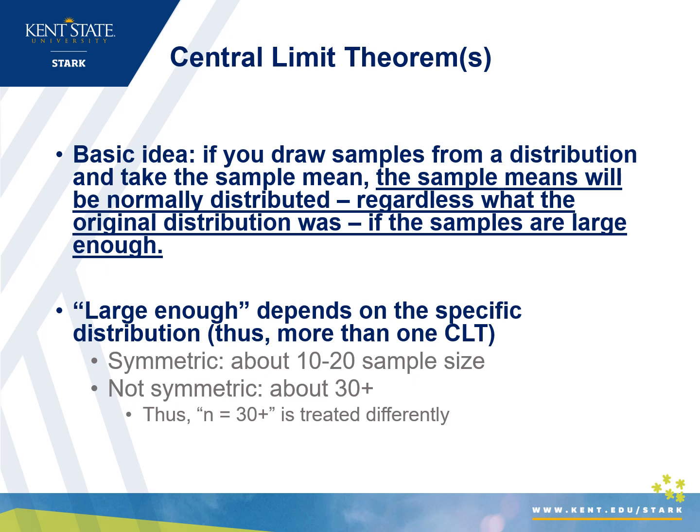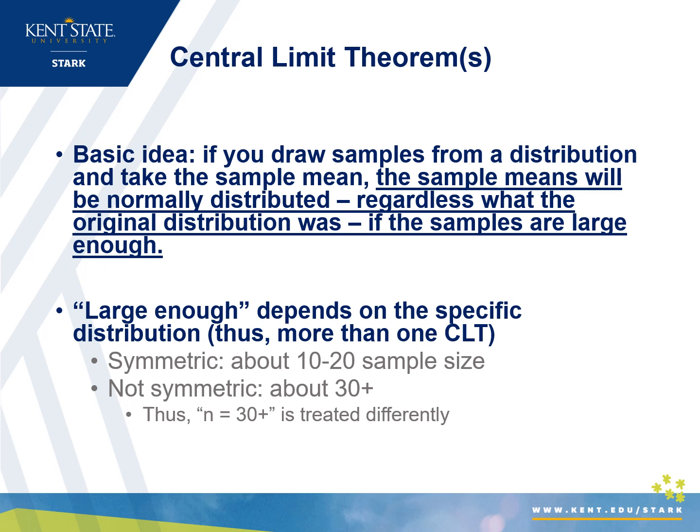On that question, I have good news. There are these things called central limit theorems. There are several versions of them, but the conclusion of them is all basically the same. That is, if you draw samples from a distribution and take the sample mean, the sample means are going to be normally distributed. They'll have that typical bell curve shape, regardless what the original distribution of the data was, as long as the samples are large enough. Now, how big is large enough?